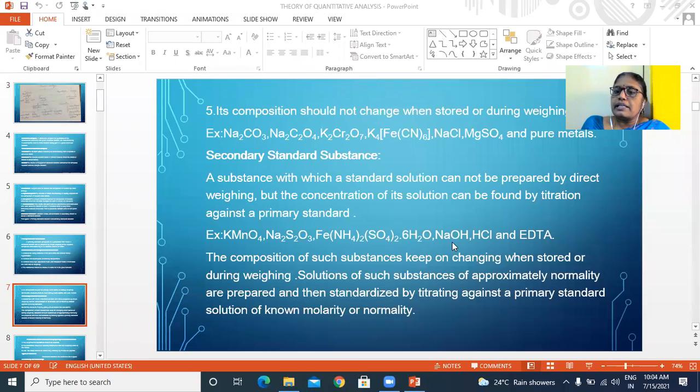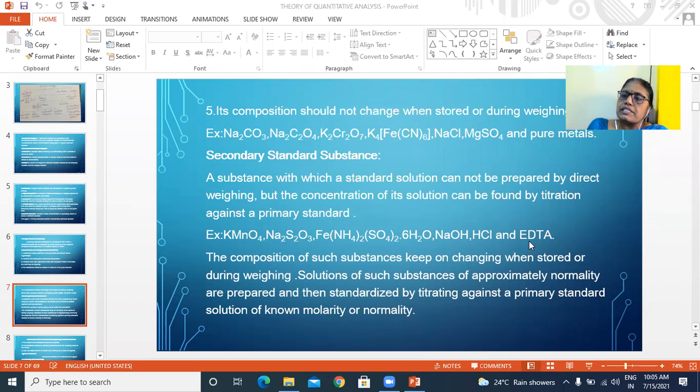And sodium hydroxide and HCl, which we can use in titrations, that is, estimation of carbonate with HCl, estimation of bicarbonate with HCl. So HCl, we can use as a secondary standard substance in the estimation of carbonate and bicarbonate reactions. Sodium hydroxide we can use if we want to find out the concentration of acids. That is a primary standard solution. If you use oxalic acid to estimate how much oxalic acid is present in a substance, we have to use sodium hydroxide.